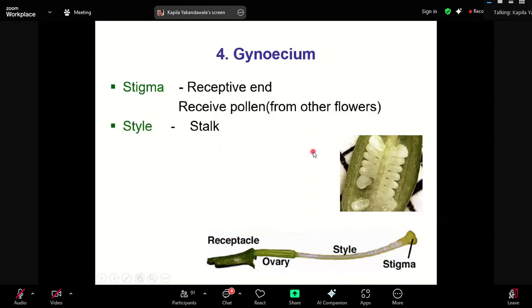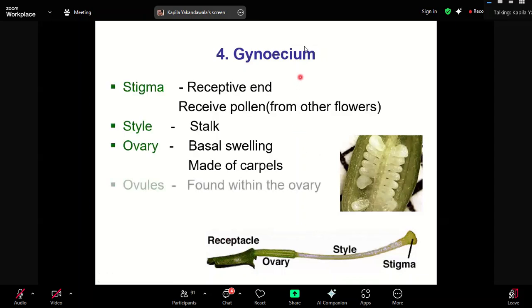Female part consists of three parts. This is called stigma. They become sticky when it is ready to pollinate. Stigma, style, and ovary. Those are the three parts. Then the ovary: within the ovary, you have ovules. They attach to the rooms called carpels. This is one room, so it has one carpel.